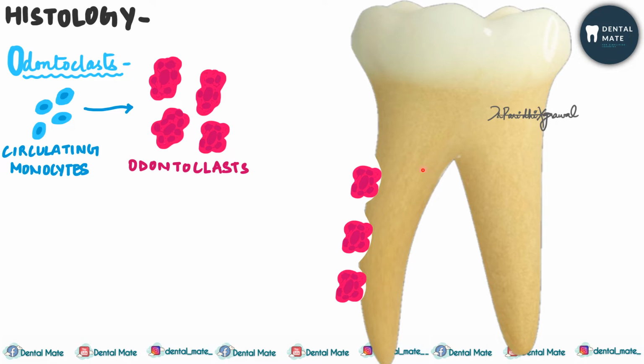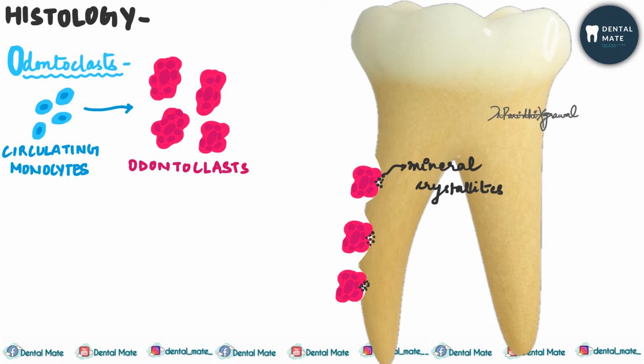These odontoclasts have a ruffled border. This is seen in the electron microscopic view, where the odontoclasts have a ruffled border adjacent to the resorbing hard tissue. Here they show a ruffled border. So what are these ruffled borders? These are cell membrane foldings that invaginate. The cell membranes get invaginated to form these ruffled borders and to lay out certain enzymes to carry out the process of resorption. Therefore these ruffled borders are seen.